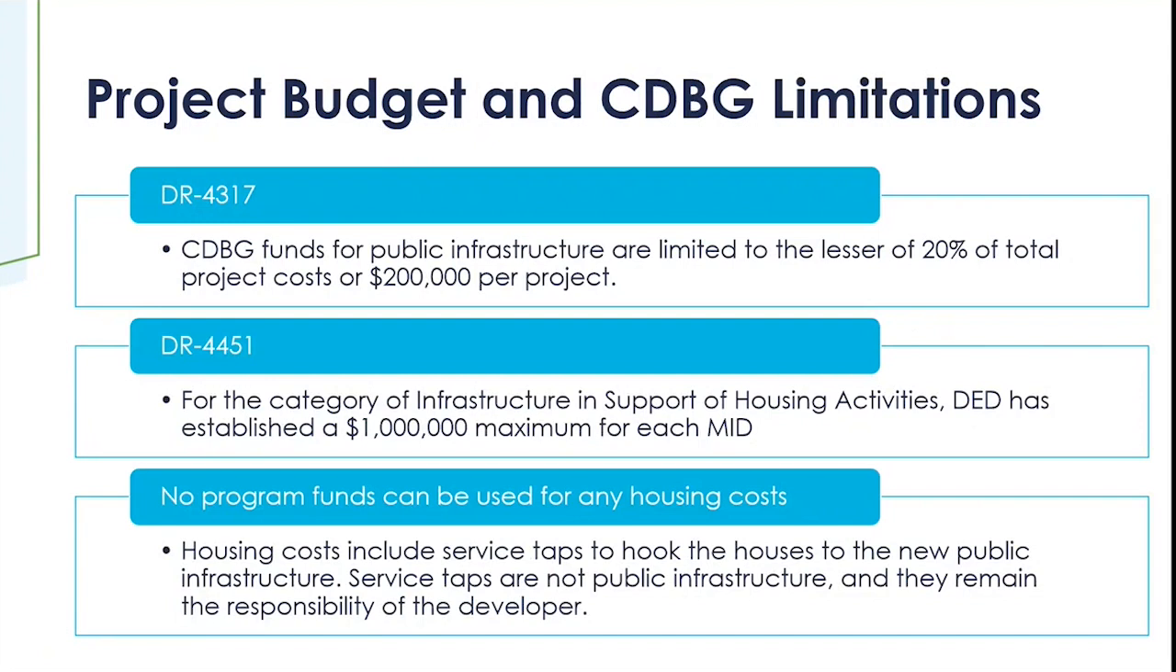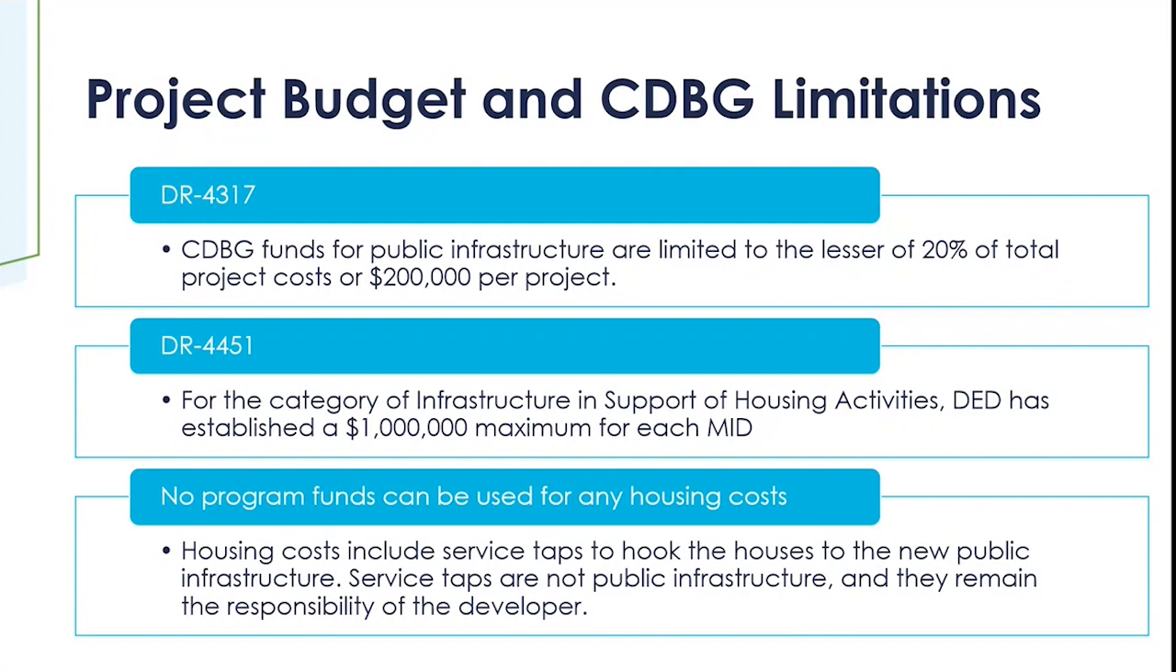For 4317 applications for CDBG, they are limited to the lesser of 25% of total project costs, or $200,000 per project. For the 4451 MIDs, they can apply for up to $1 million. As Stacy said, these limitations, these budgeted amounts from CDBG are listed in the action plan, and you can find more information there. I can't stress enough that no CDBG funds in this category can be used for housing costs. And just note that this includes service taps.